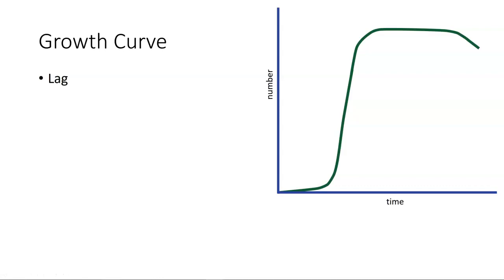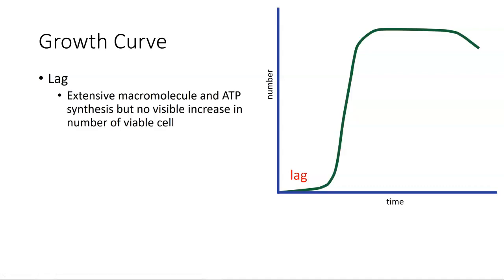The first phase is called the lag phase. The lag phase is where things start to get prepared for growth. In that preparation, it takes a little bit of time to get everything together and in the right way. If we're looking at cells, we've got extensive macromolecule and ATP synthesis, but no visible increase in the number of viable cells. So if we're looking at a culture, that's what we're talking about. If we were looking at organisms, it takes time for them to get everything put together in the proper way so that you can get a lot of visible growth out of it. So in the lag phase, things take a while before it takes off, and then it takes off rather rapidly.